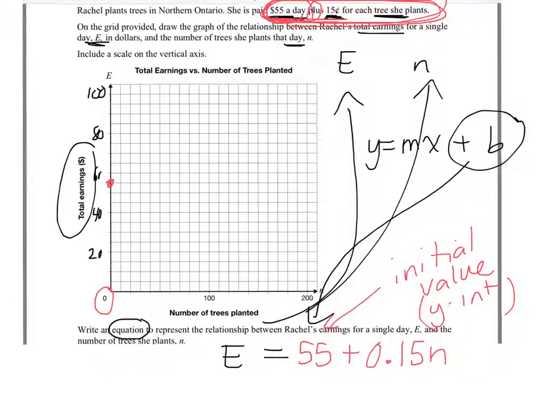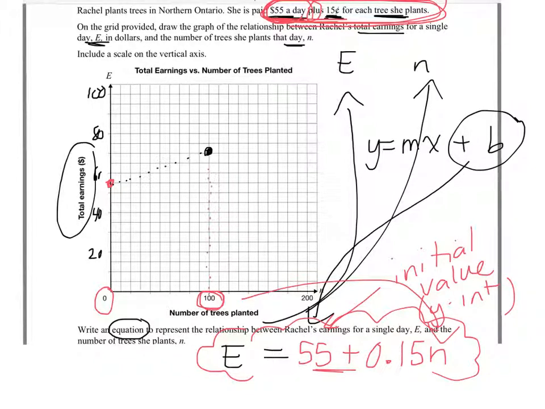Now, they've actually already provided a scale on the x-axis for us, number of trees. I'm actually just going to skip to 100. Now that I have my equation, if I plug in 100 for number of trees, can I calculate how much I'm going to earn? Yes. So what's 0.15 times 100? 15. 15 plus 55, because remember she gets $55 just for that day. 70. So I know that I'm going to have a point at 100 and 70. So let's plot that point, 65, 70, okay?